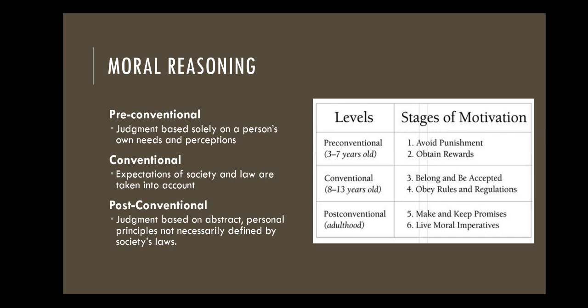And then at the level of post-conventional, according to Kohlberg, there are 2 stages here. Number 5, the 5th stage is make and keep promises. Young adults do things because they have made promises, or they want to keep promises. And the last stage according to Kohlberg is life moral imperatives. Okay, let's see this.